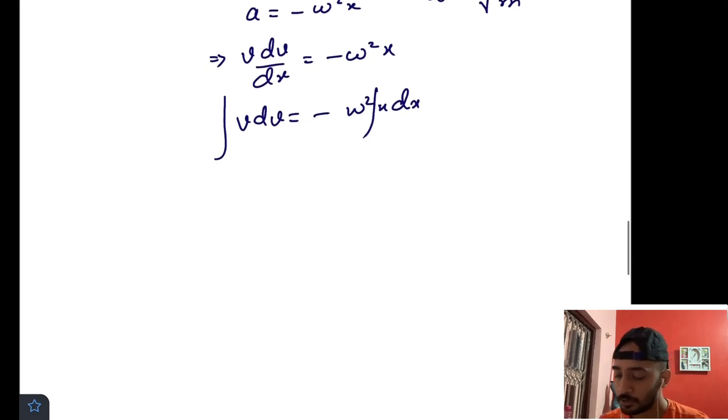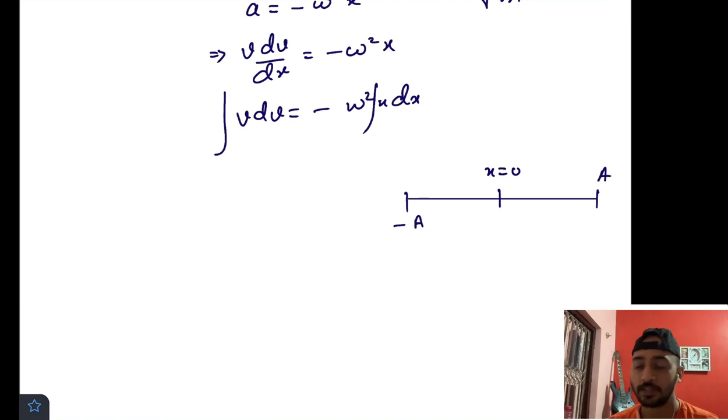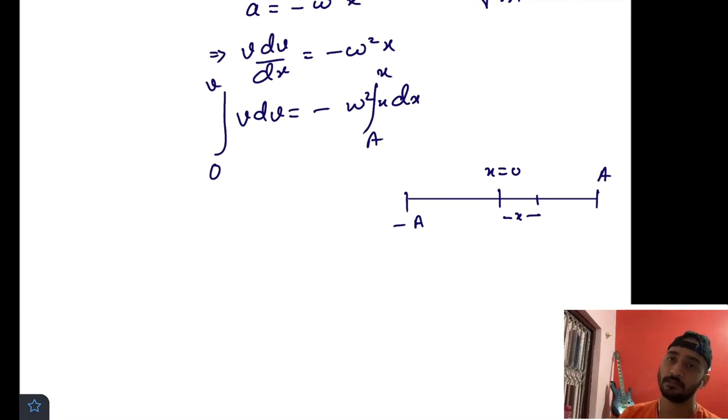Okay, so let us check the motion once again. This is the mean position. Okay, this is the amplitude, this is the negative amplitude. We know that when x is a, that means when the particle reaches any one of its amplitudes, the velocity becomes 0. Fine, and at any position x, the velocity of the particle is v.